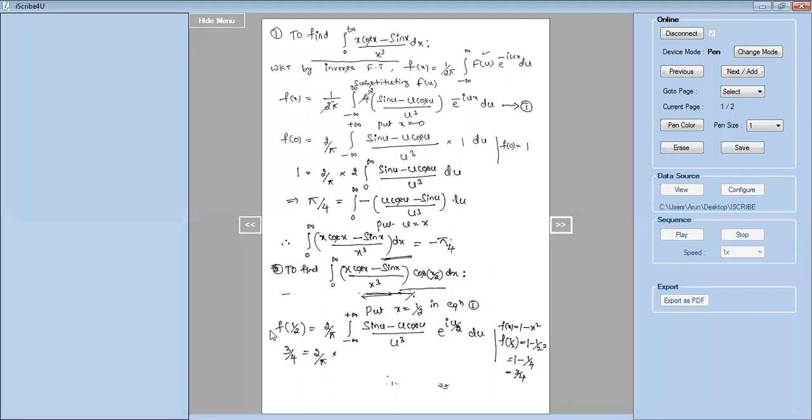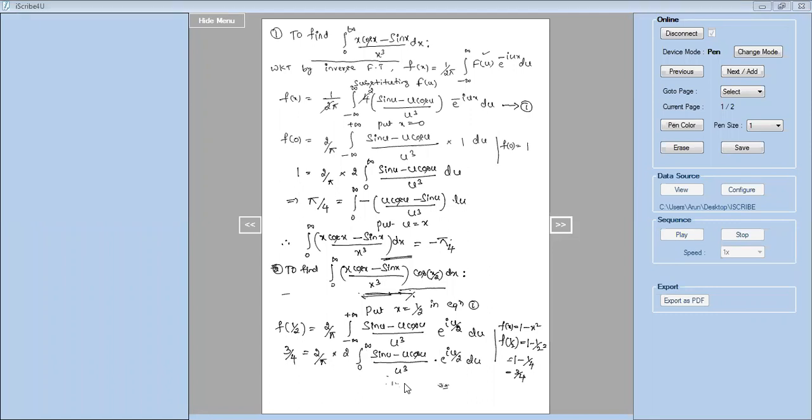So already I told you this one is always an even function. Straight away I'll write this integral from minus infinity to plus infinity as 2 times the integral from 0 to infinity of (sin u minus u cos u) divided by u cubed into e^(i·u/2) du. Right? So we have simplified like this, 2 times the integral from 0 to infinity. This and that we have written as it is.